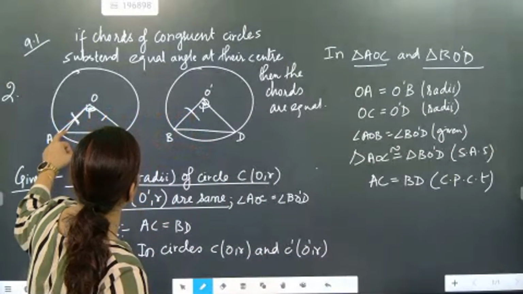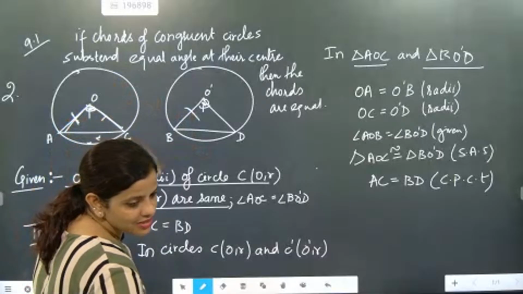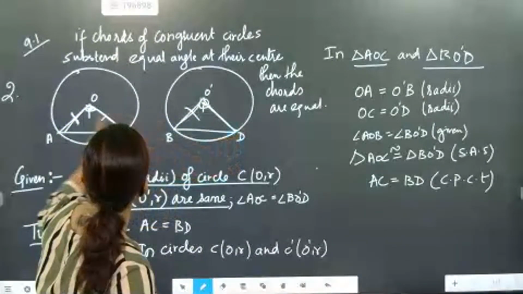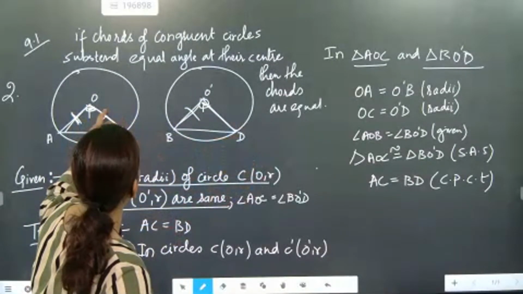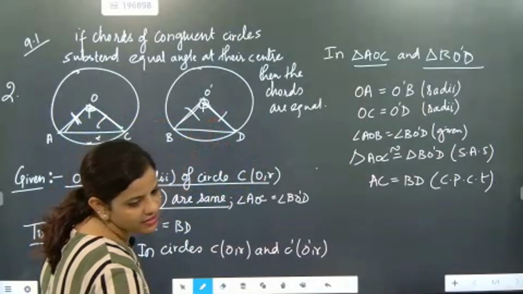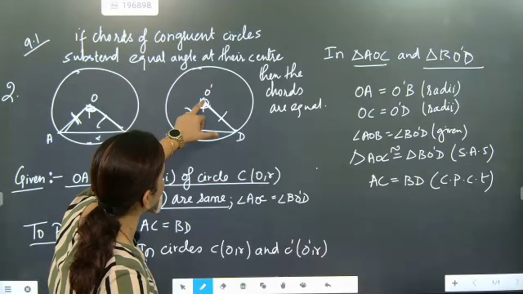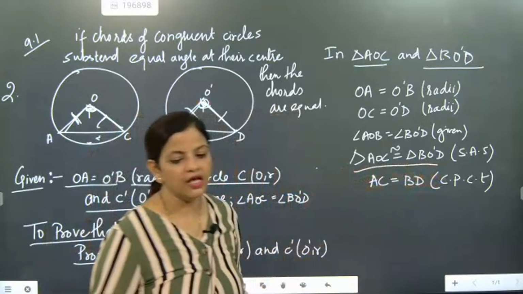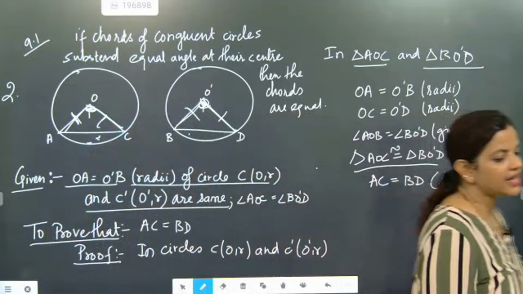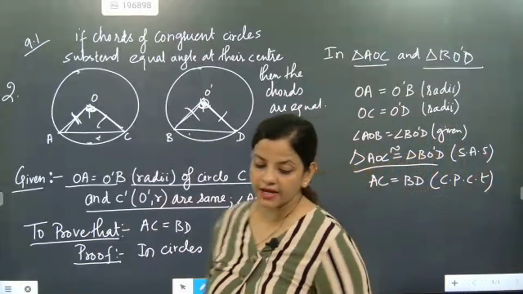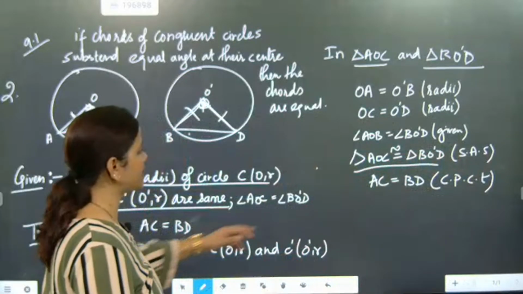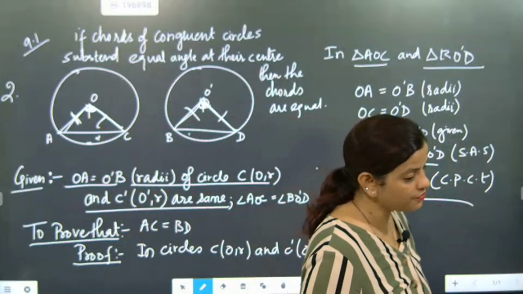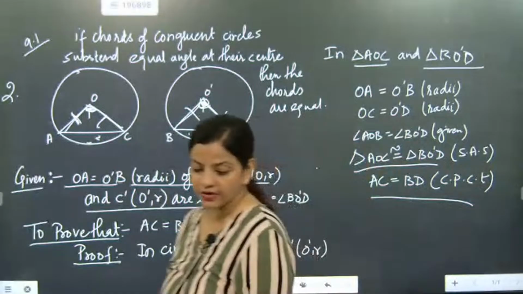So that means OA is equal to OC, because in a circle the radius always remains the same. OB is equal to OD also, same thing. So OA is equal to O dash B and OC is equal to O dash D. We can write radii, and then this angle and this angle are exactly the same. So both the triangles are congruent, side angle side. And by this criterion, AC is equal to BD. Did you understand? So now we will go for the next part. Are you ready for it?